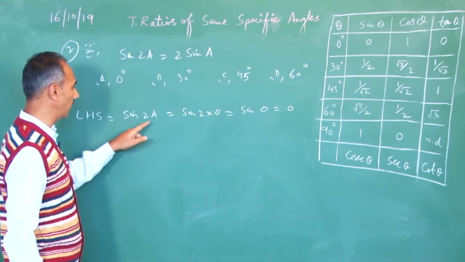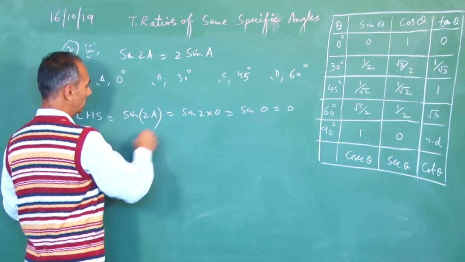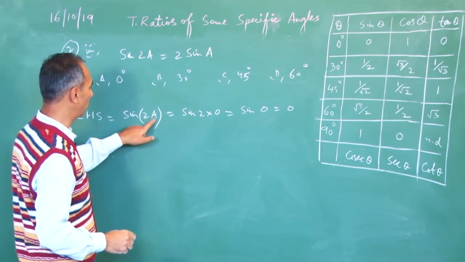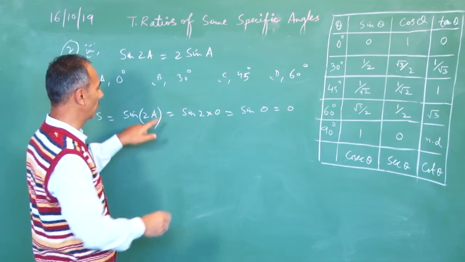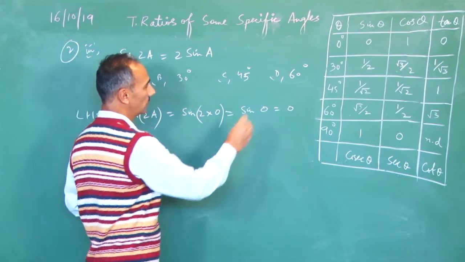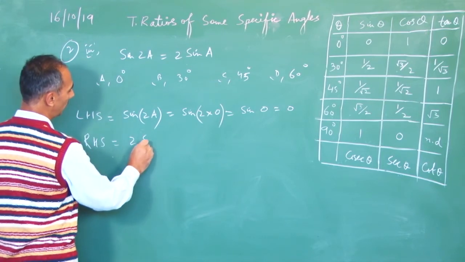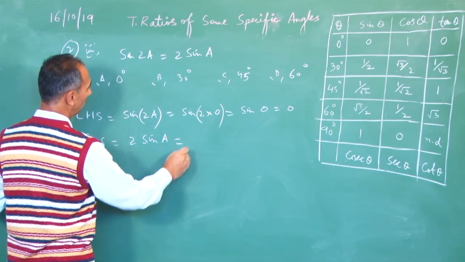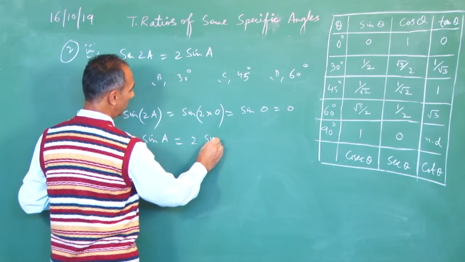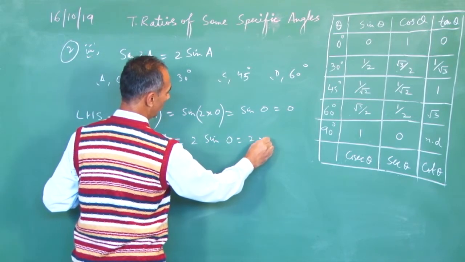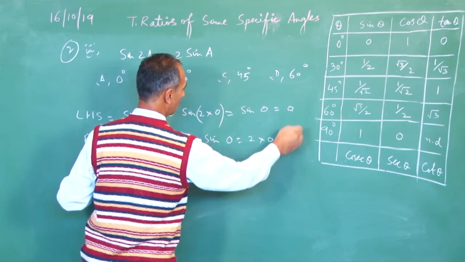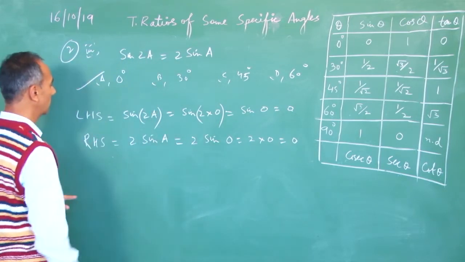See, sine of 2A, this is the angle. So twice of A, if I take A as 0, so 2 into 0 is 0, sine of 0 is 0. And what about my right hand side? Right hand side is twice sine A. This is twice of sine A is 0. This is 2 sine 0 is 0. That is 0. So it's true. Therefore, the option is 0.